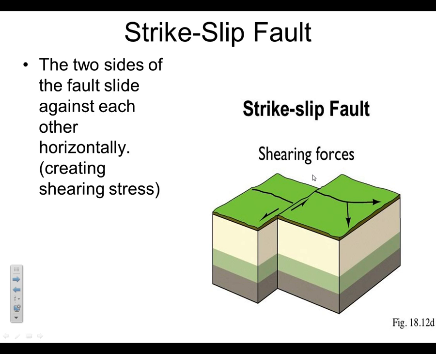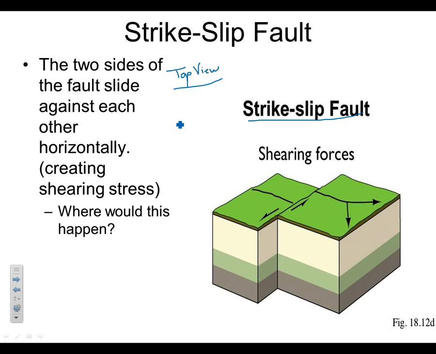The last main type is a strike-slip fault. The two sides of the fault slide against each other horizontally. So you see in this picture, and again, let's draw a picture. On the back of your paper, find space, title it Strike-Slip Fault. What we're going to do is a top view, so an overhead view of this fault. So top view. Could be very simple.